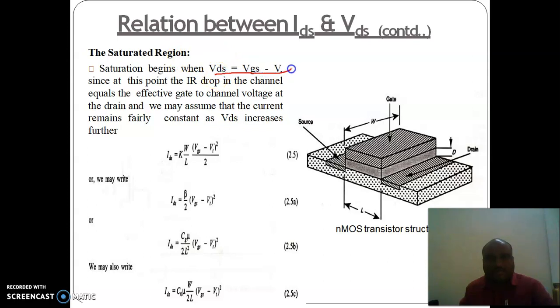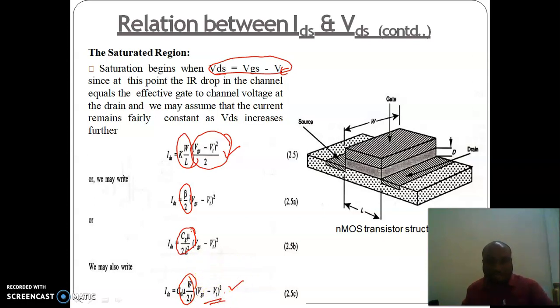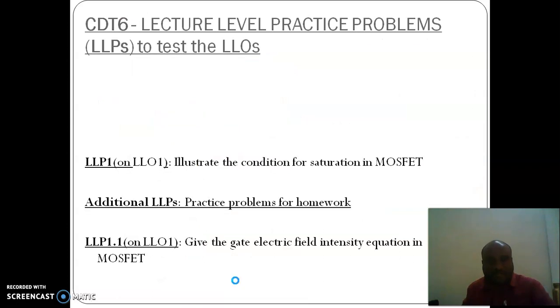In the saturation region, we don't have much to discuss directly. By substituting VDS equal to VGS minus VT, all our equations change to VGS minus VT whole square by 2. Here K into W by L is the previous thing, beta by 2 is the previous thing, Cg mu by 2L square is the previous thing, C naught mu into W by 2L is the previous thing. Only this portion changes to VGS minus VT whole square.